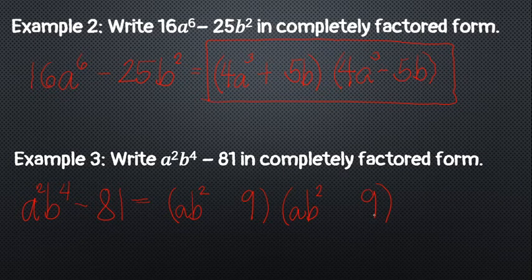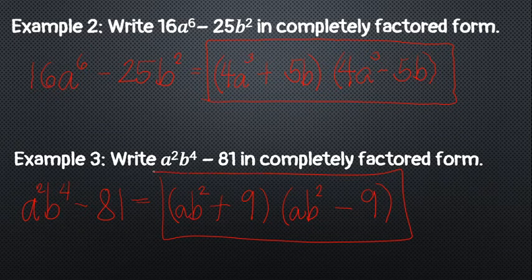Then write 9 and then the sign plus minus. So, the answer for a squared b to the fourth power minus 81 is the quantity of ab squared plus 9 times the quantity of ab squared minus 9.